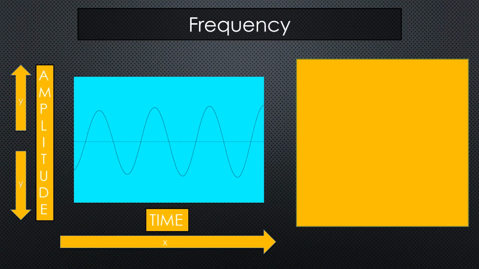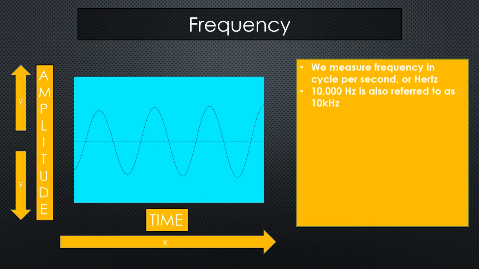A little bit more on frequency. We measure frequency in cycles per second, or hertz. So however many times per second the air compresses and then expands, how many times it does that per second, that's what we measure frequency in, and we call that hertz.